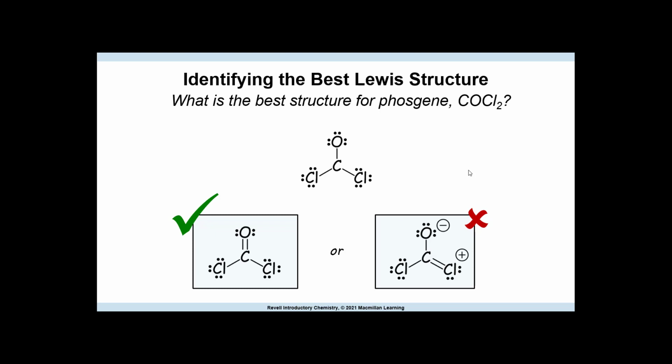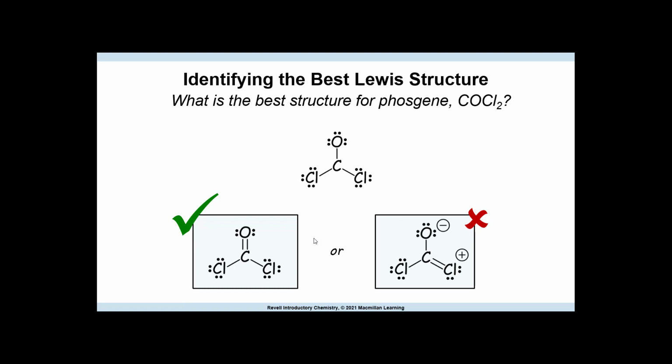Placing the carbon atom in the center and filling the octets of the peripheral atoms, we get a structure like this one. Gosh, I'm sorry, I can't understand my own writing. That's awful. I just made up my own compound.